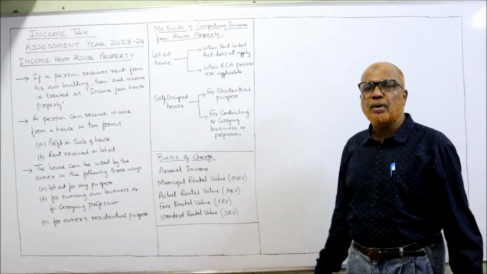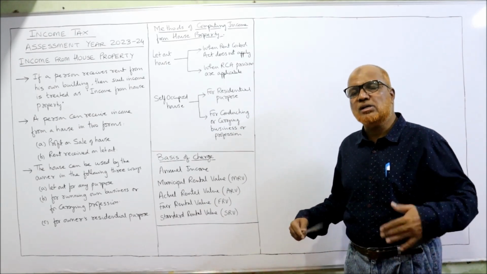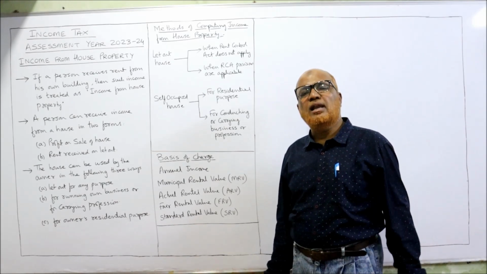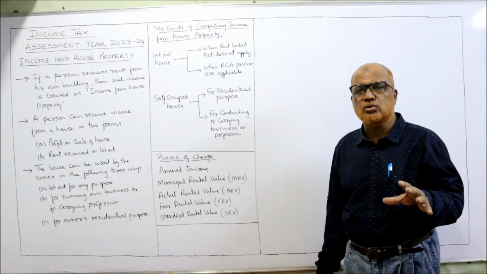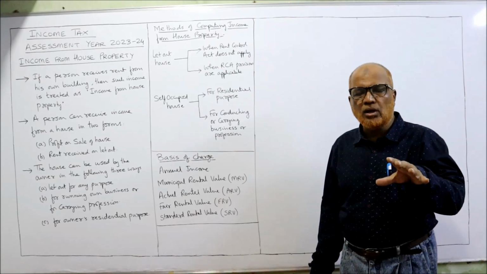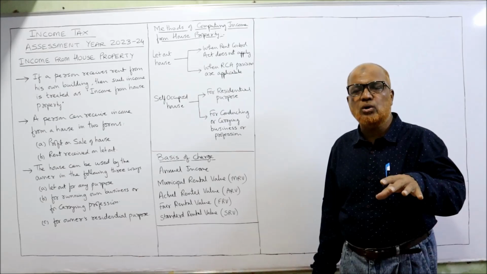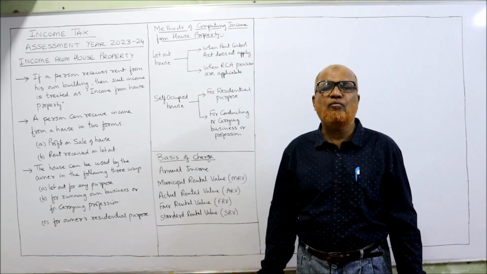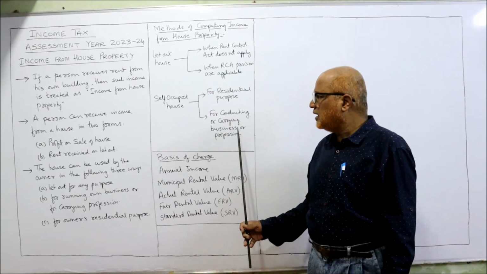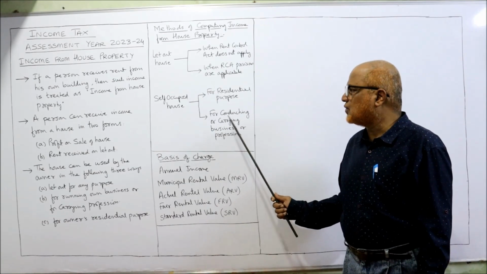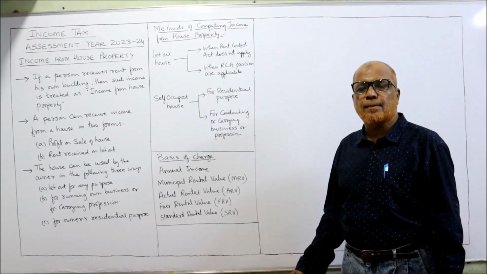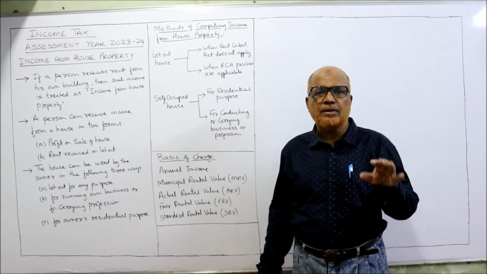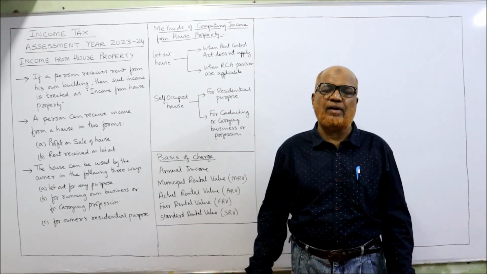Now for self-occupied house, again two situations are there. The first situation: the owner of the house is using the house for running his own business or carrying on his own profession. Secondly, the self-occupied house for residential purpose, where he is not using it for any other purpose and is residing himself with family.